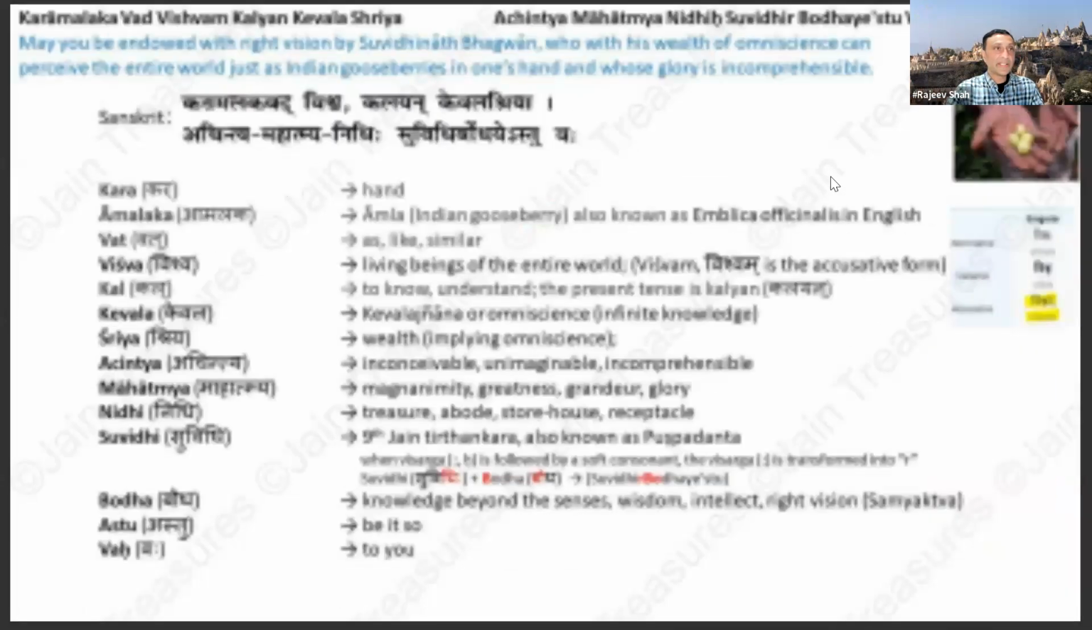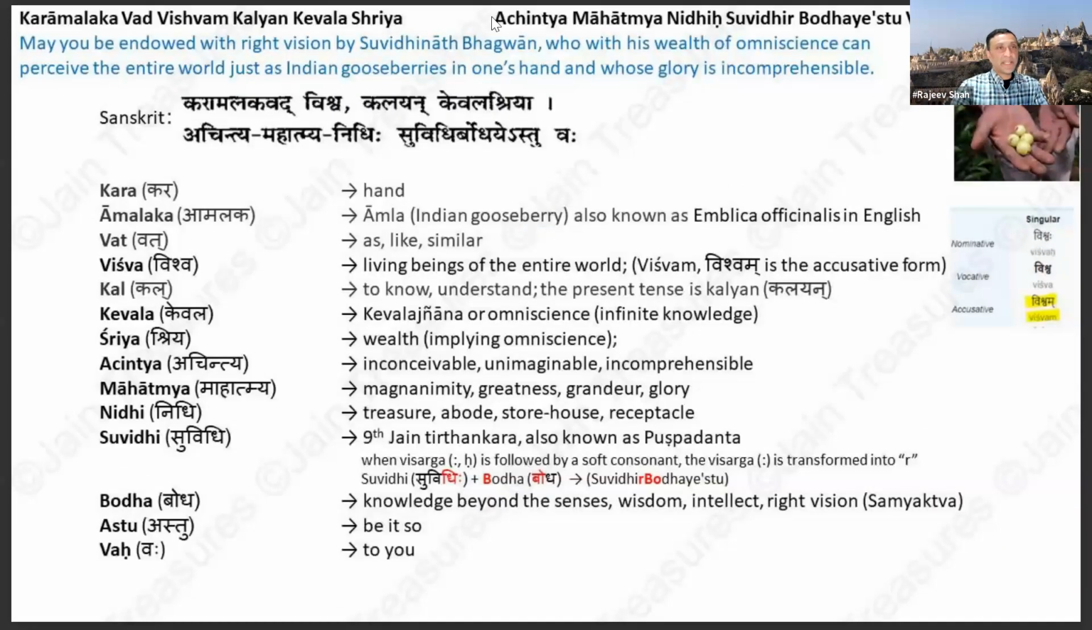So Chandra Prabhu, and then the next one. So the next verse is Karamalaka Vadvishwam Kalyana Kevala Shriya Achintya Mahatmaya Nidhi Suvidhir Bodhayas Tuvaha. So Kara means hand. Amalak means amla. Amla is Indian gooseberry. Vat means as or like or similar. Vishwa means living beings of the entire world. Kal means to know, understand.